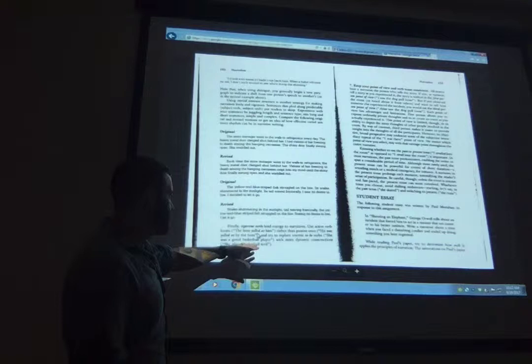Okay, so Taken, obviously, at the surface, it's about Liam Neeson's daughter being kidnapped and then him just wrecking all of Eastern Europe, right? Or Western Europe, they're in France. But that's not the heart of the movie, that's not what it is, right?